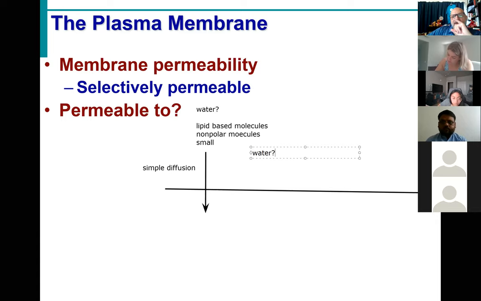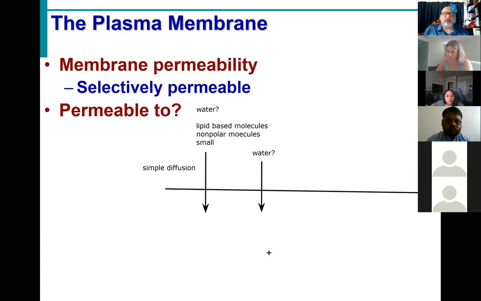No, water's polar. Is water lipid-based? No. Can water pass through the cell plasma membrane without any help at all? Yes, it can. True, it can use aquaporins, but guess what? It doesn't need aquaporins. Aquaporins definitely make it easier, but they aren't actually necessary. Water does pass through the phospholipid bilayer without any help. You're absolutely correct. It passes through without any help.